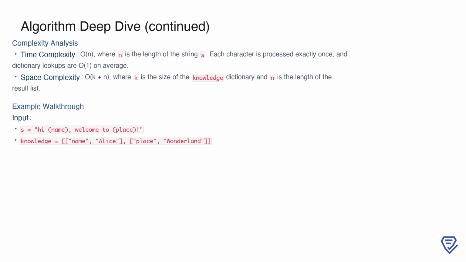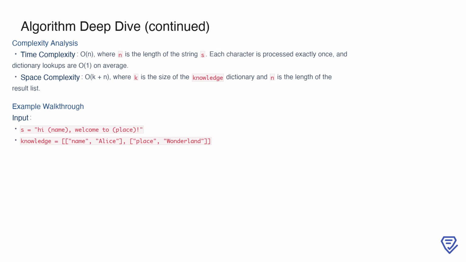The time complexity is O(n), where n is the length of the string s. This is because we process each character exactly once, and dictionary lookups are O(1) on average. The space complexity is O(k + n), where k is the size of the knowledge dictionary and n is the length of the result list.